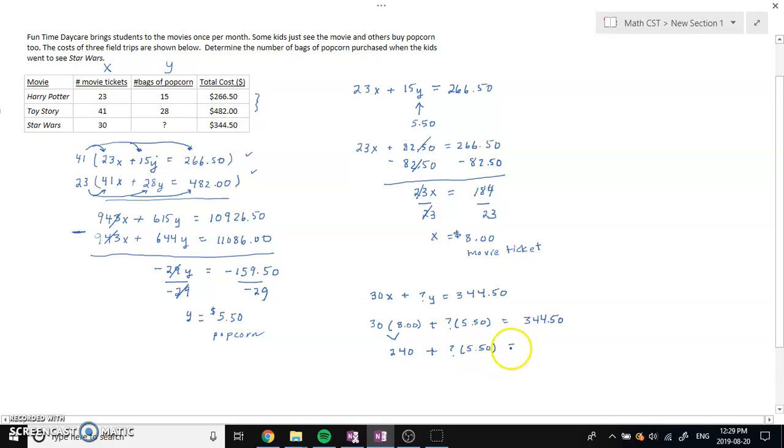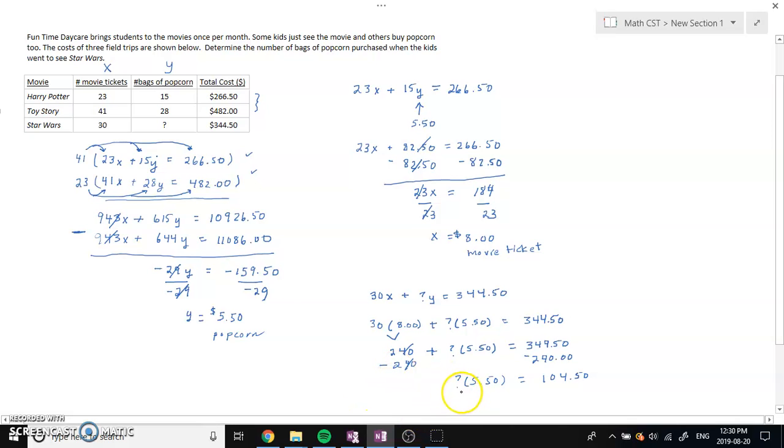And if I were to think about these cases as real life cases, you know, there you are at the movies. We spent $344.50. 240 of it was tickets alone. So I'm going to minus that off and see how much money we have left for popcorn. So when I subtract that 240, 344.50 minus 240 gives me 104.50.